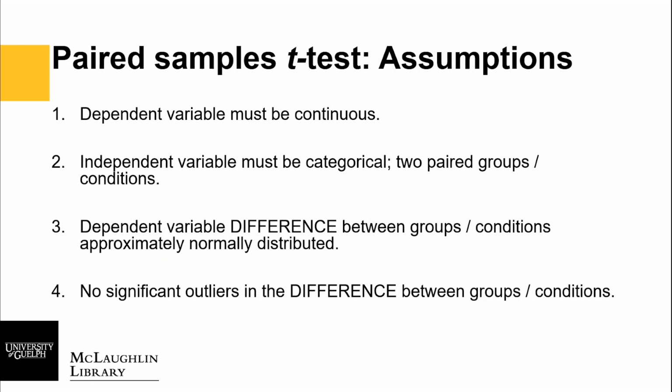The third is that your dependent variable difference, so a difference score, between your groups or conditions is approximately normally distributed. And I'll show you how to calculate that difference score today. And the fourth is that you should have no significant outliers in the difference score between your groups and conditions. So we'll do all this in the next few slides. Let's go.